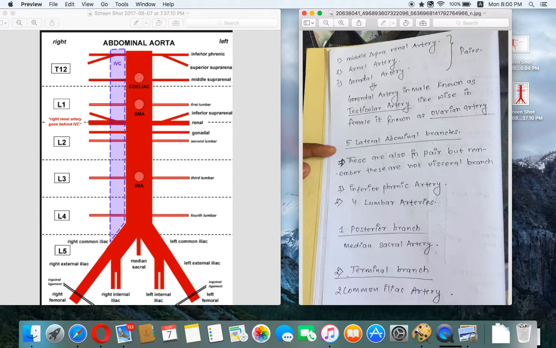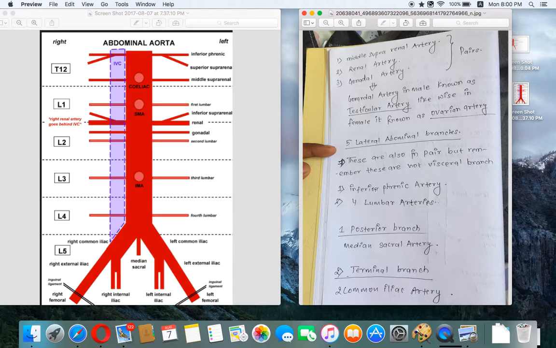The very first one is inferior phrenic artery. Here we see that as the abdominal aorta starts, the first branch we find is the inferior phrenic artery. So if a question arises in an MCQ type question, which one is the first branch of the abdominal aorta, and the options are given, we have to take inferior phrenic artery, and we should remember that it is a lateral abdominal branch.